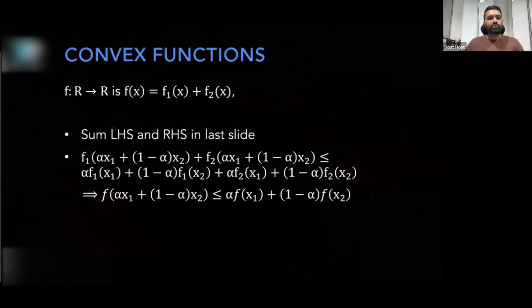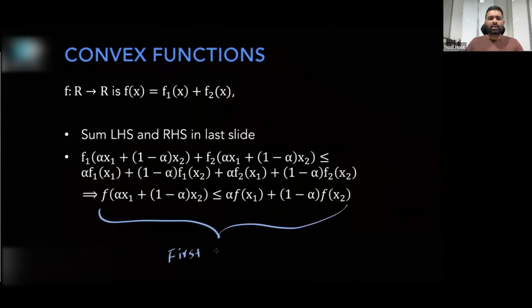If we let f be the sum of these functions, then do the LHS and RHS sum. If you simplify this equation, you will get the final answer, which is saying the first property holds for a function f that is a sum of these two functions. You don't have to worry about the proof. Just understand it intuitively. So as Rohan has mentioned, let's say x square is convex, x to the power 4 is convex. You add them, and x square plus x to the power 4 is also convex.